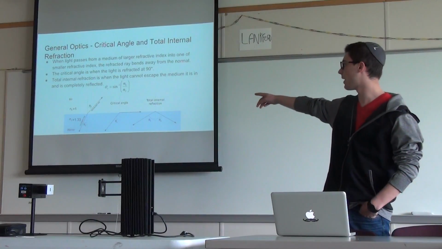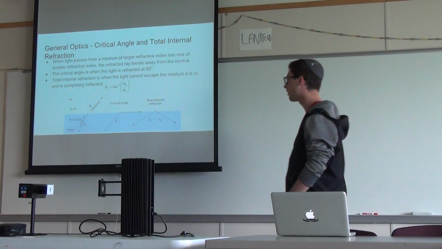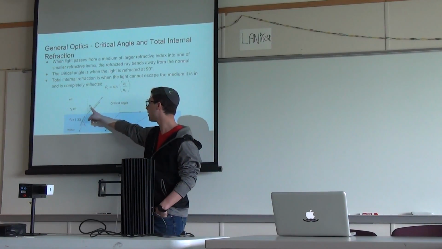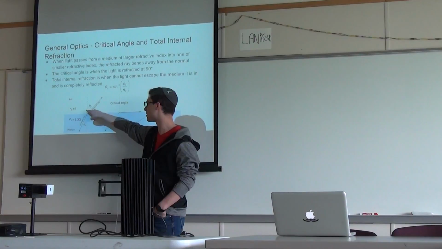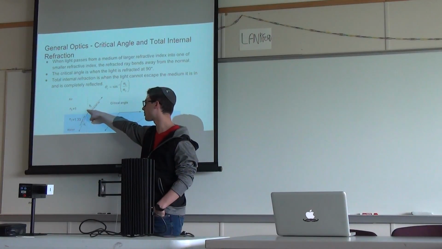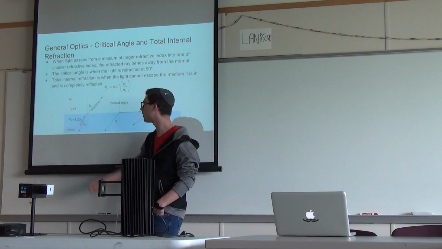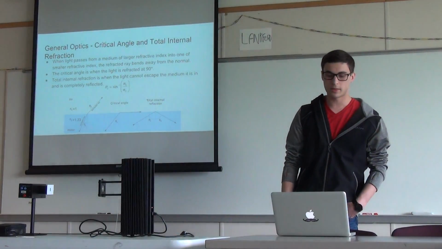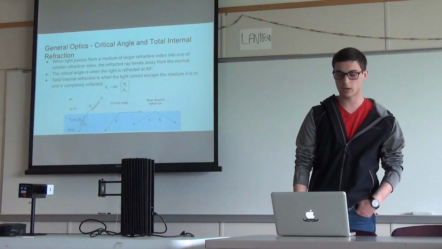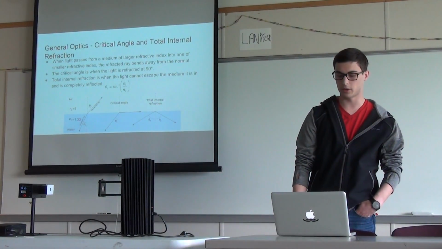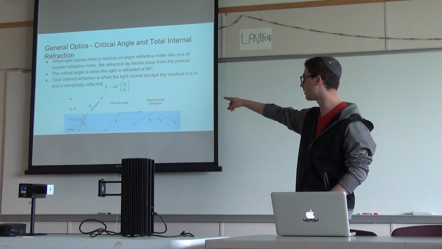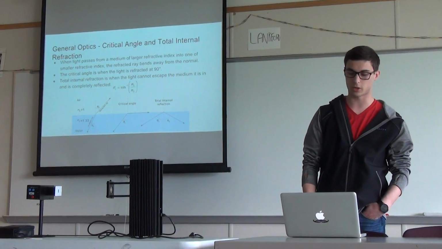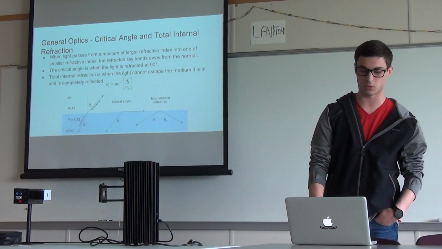So you can see that on this graph right here. As it travels from the index of refraction 1.33, it bends outward because the index of refraction of air is smaller than the index of refraction of water. Then the critical angle is when the angle refracted is at 90 degrees and cannot escape the material, as seen in the middle graph. This allows total internal reflection to occur, which is what allows fiber optic cables to work.